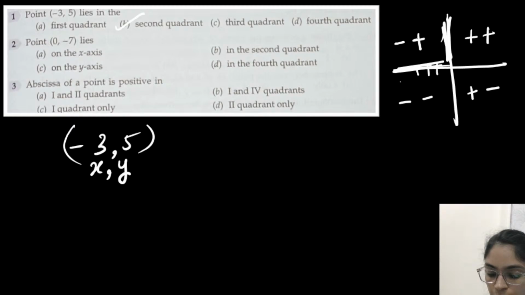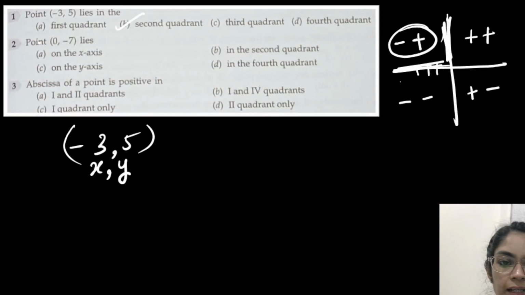No, it's not fourth. See, I am telling you: first quadrant both positive, second quadrant x negative, y positive, third quadrant both negative, and fourth quadrant x is positive, y is negative. And as per this, x is negative, y is positive. So that means second quadrant.